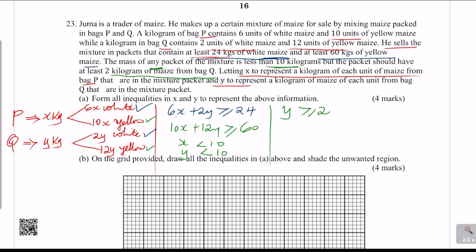So it is not specific whether it is the white or the yellow, but for bag Q we have a kg. X, Y is the one that is representing a kilogram of each unit. So Y should be greater than or equal to 2. And then I don't think we have any other. So those are the inequalities they're supposed to form.